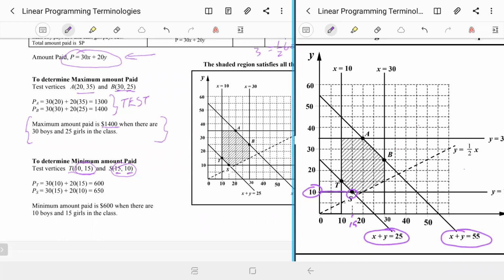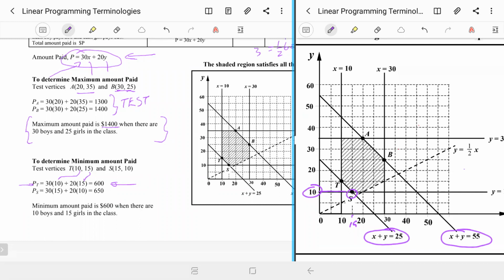I want to know which combination is going to give you the minimum amount paid. So you come back down here now. What you do is put them in the profit formula up here again. At T, you put the 10 and the 15 for X and Y in this formula, and that works out to be 600. So if you operate at T, where you have 10 boys and 15 girls, you're getting $600.